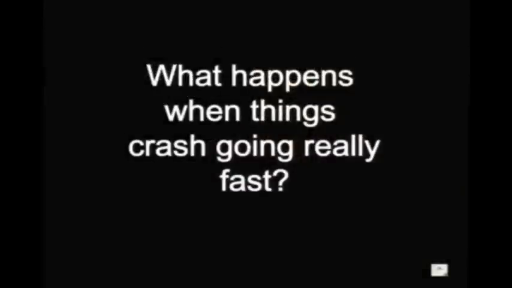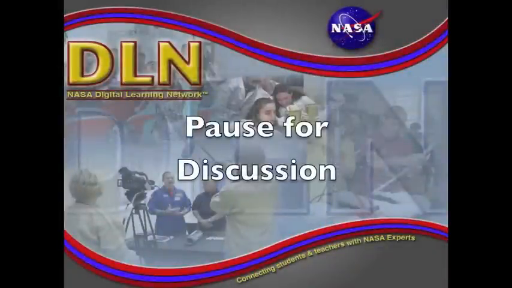Now, we had said that craters are formed when something crashes into the moon. Well, what happens when things crash going really fast? I'll give you a moment to think about that. Well, a lot can happen when something crashes going really fast. Here at NASA, we wanted to find out exactly what would happen when things crash going really fast. So, when scientists at NASA have questions, they design tests to find the answers.